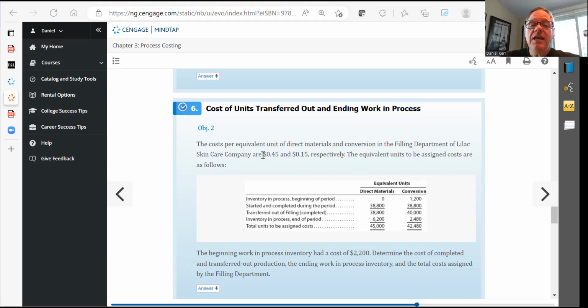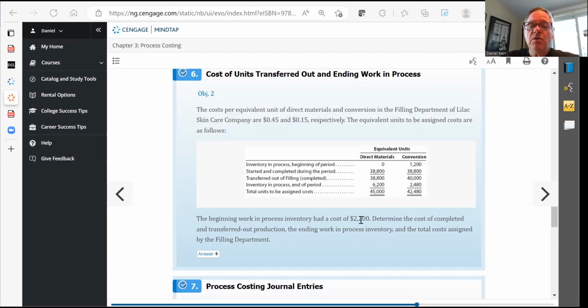Also, please note that the cost per equivalent unit for direct materials is 45 cents and conversion costs are 15 cents, and that the beginning inventory has a cost of $2,200. And what we're asked to do is determine the cost of goods completed and transferred out of production, the ending work in process inventory, and the total cost assigned. So here, these are all in equivalent units, and what they want us to do is to assign dollars to these various amounts.